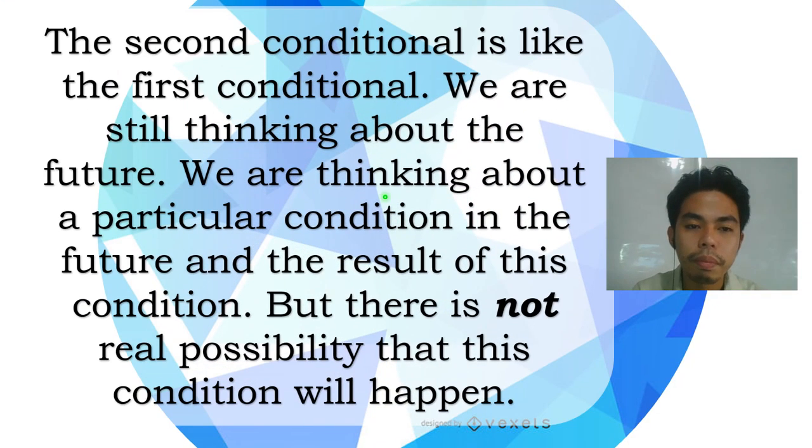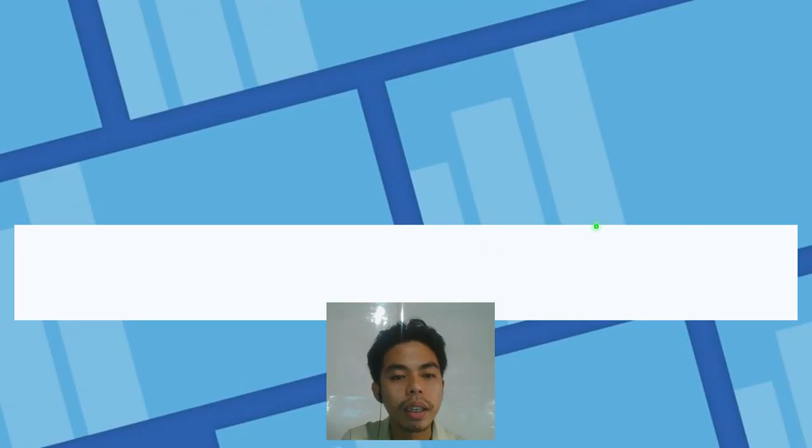So the second conditional is like the first conditional. We are still thinking about the future. We are thinking about a particular condition in the future and the result of this condition. But there is not a real possibility that this condition will happen. Are you following? As you see, it is highlighted: not a real possibility that this condition will happen. It may happen, but there is no big chance that it will happen compared to the first conditional. Here's an example.